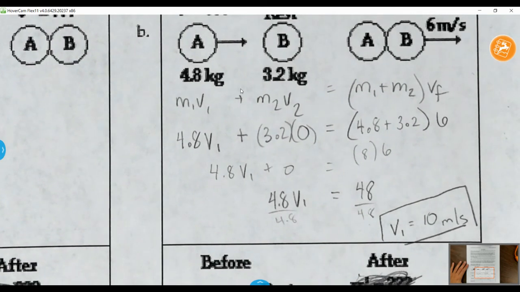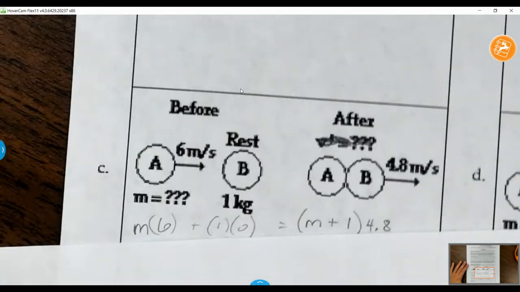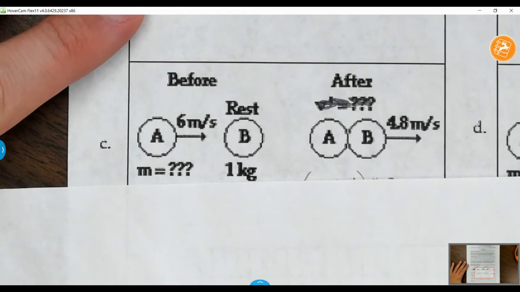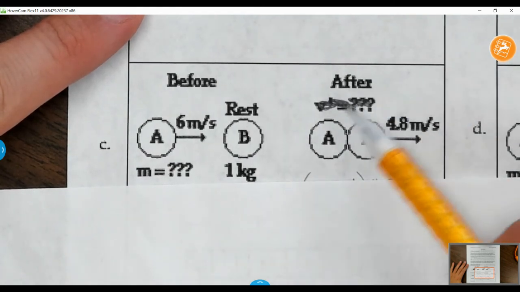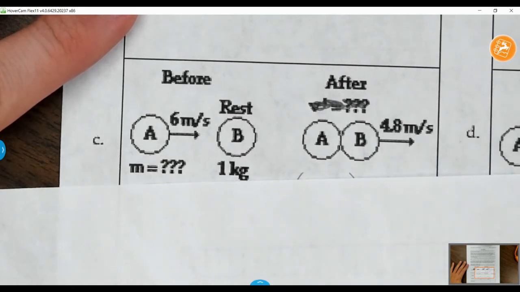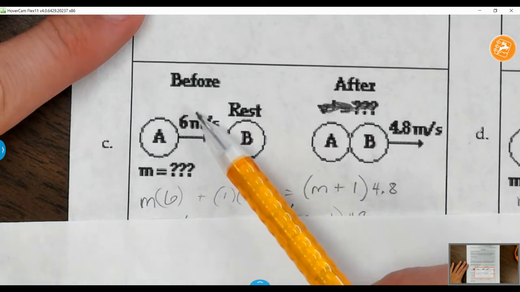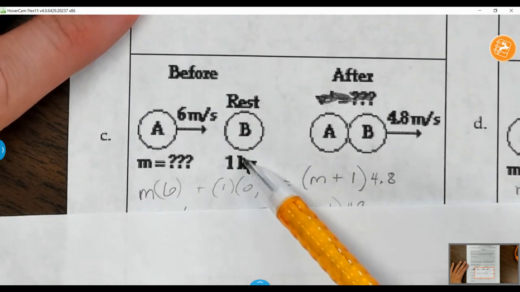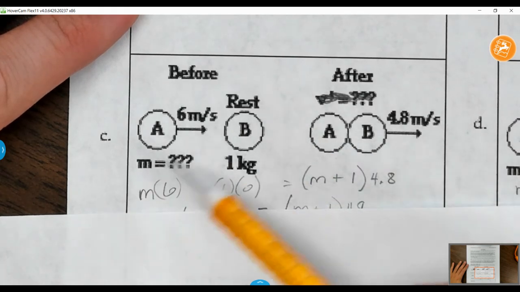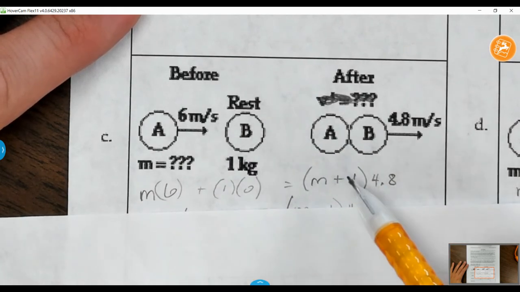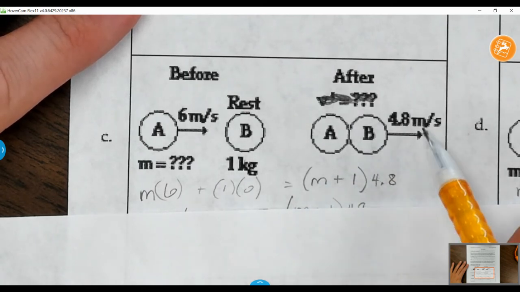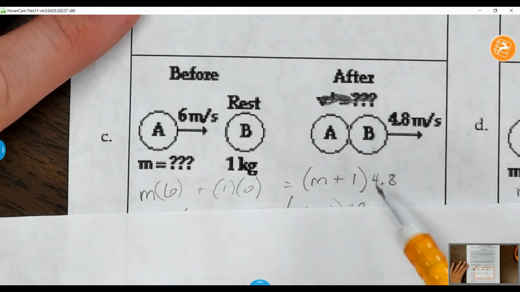And then for the last couple, this is what the problem shows. They have V prime question mark; scribble that out. We're not looking for that. We're looking for the mass of the unknown object here. We don't know what m is, but we know it's moving at 6 meters per second. Object B has a mass of 1, but it's at rest, so its velocity is 0. For A, we don't know the mass, so we're just calling it m instead of m1 for right now. B is still 1, and the velocity here is 4.8.